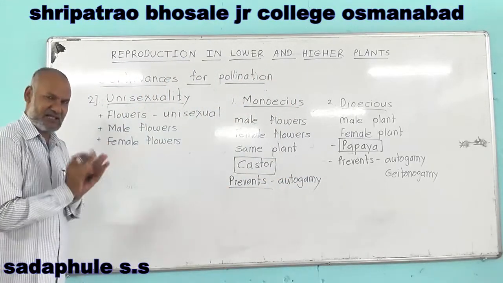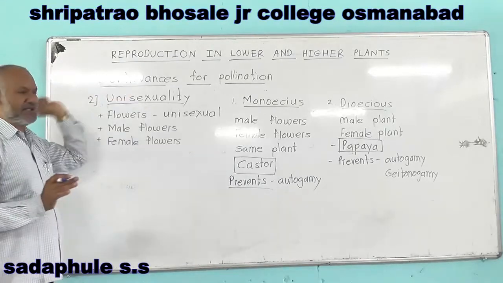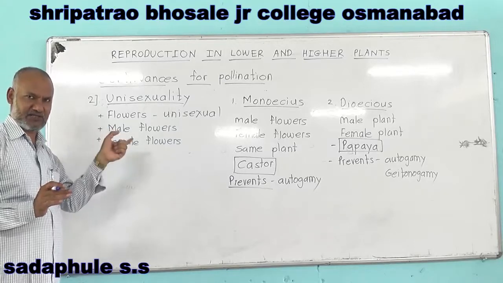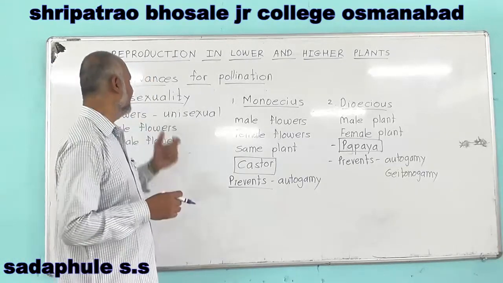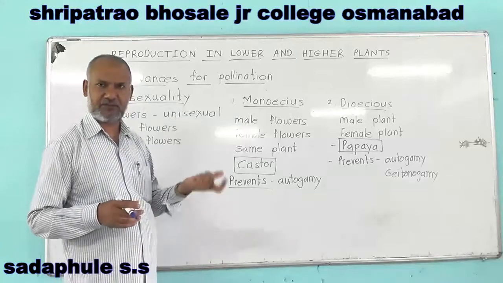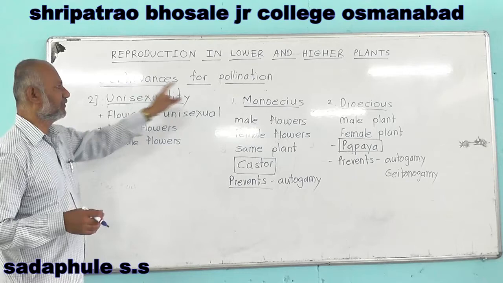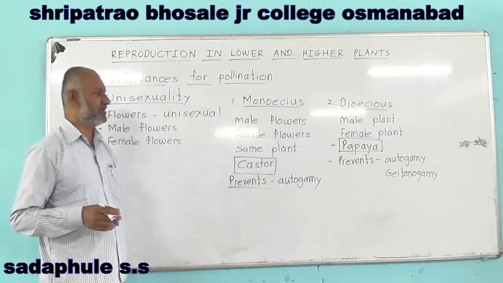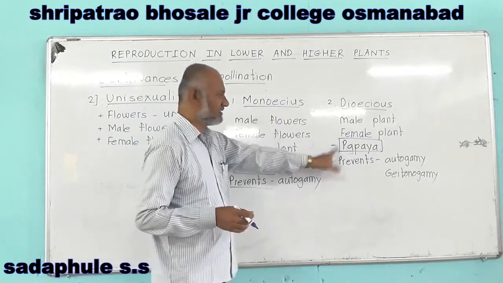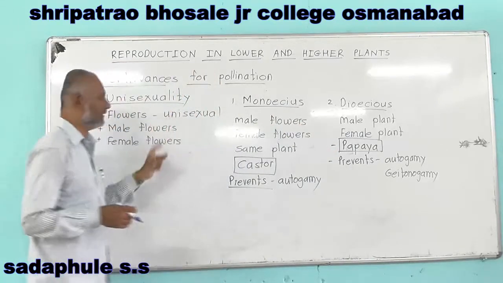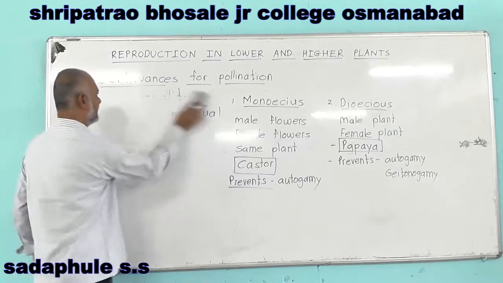Now, for board examination, what is the question? Contrivances for pollination, or explain outbreeding devices, then dichogamy, protandry, protogyny, then unisexuality, monoecious condition, dioecious condition. Example, monoecious, castor, dioecious, papaya. Okay, it is the second outbreeding device.